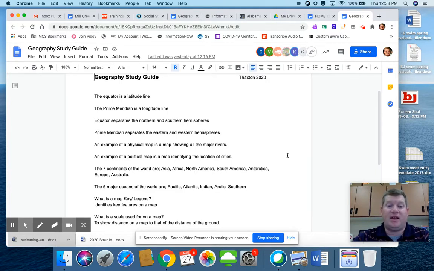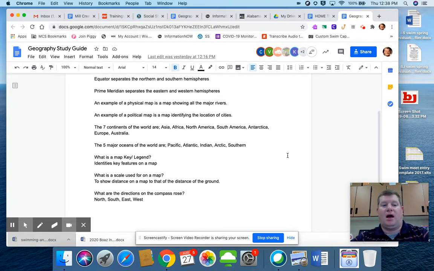The other thing is, of course, a compass rose. A compass rose gives the directions on a map: the north, south, east, and west. And sometimes you might even see them break it down even further, like northeast, northwest, southeast, southwest. So getting even more specific, which can be very helpful.